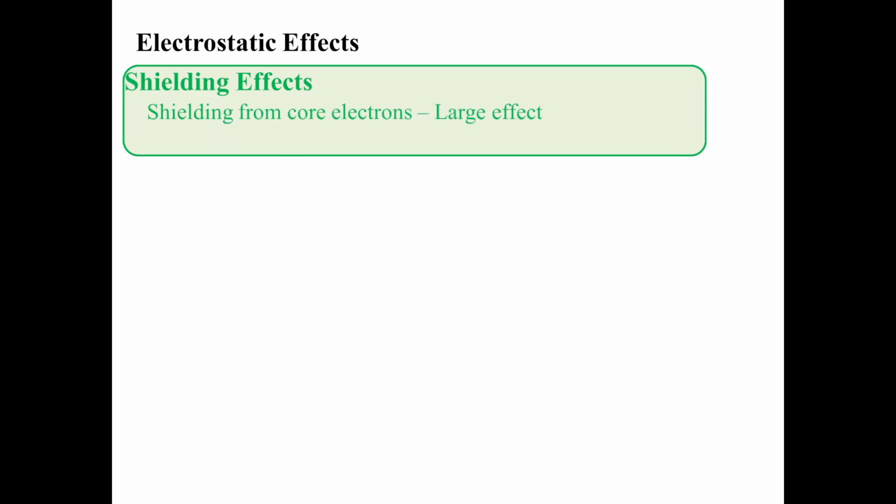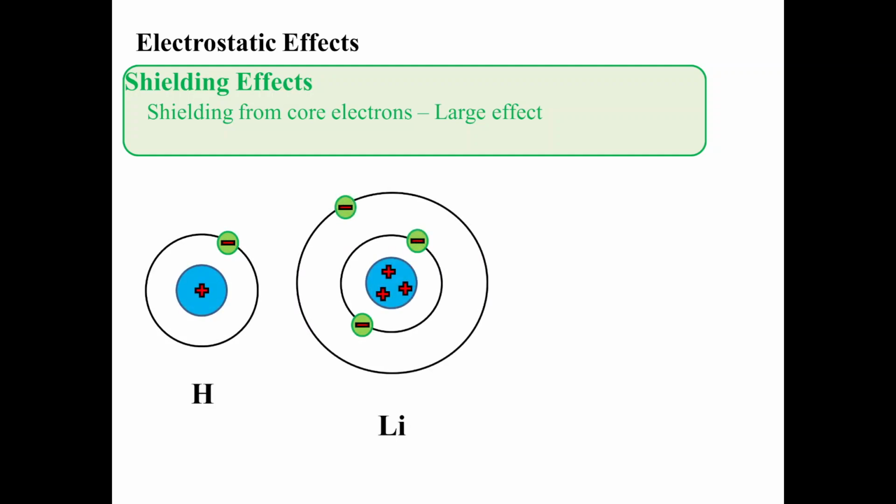The first one we're going to talk about is shielding from core electrons, or the inner electrons, and this is going to have a very large effect. If we have hydrogen and compare that with, say, lithium, for lithium we're on the second row now, so we have a 2s orbital. That outer electron, the valence electron, is going to be shielded or blocked from accessing the positive charge of the nucleus as well as it could because of these core electrons, or inner electrons.